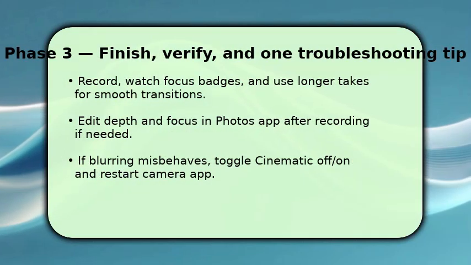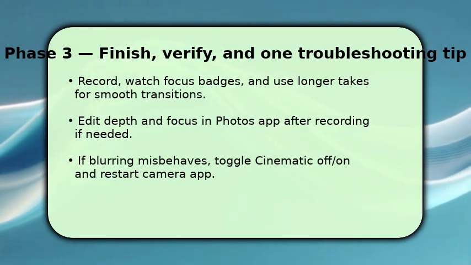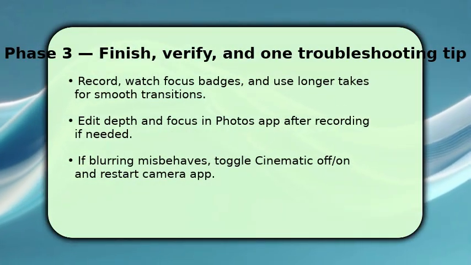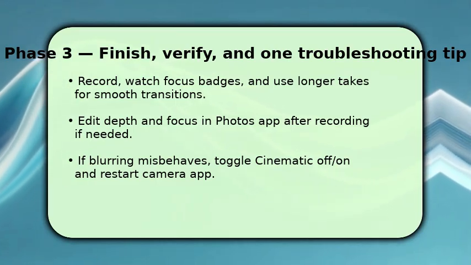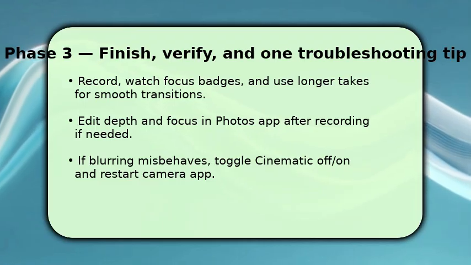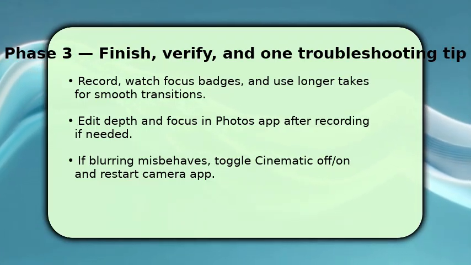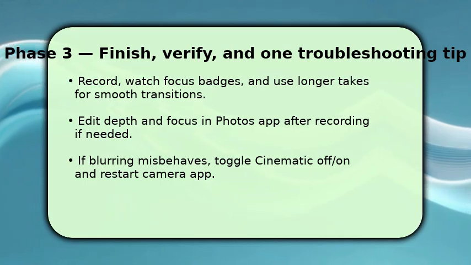To finish, press record and watch the focus badges at the top. They confirm which subject the phone prioritizes. You can capture longer takes to allow natural focus pulls, then refine depth and change focus points later in the Photos editor. Tap Edit to adjust pull and strength.